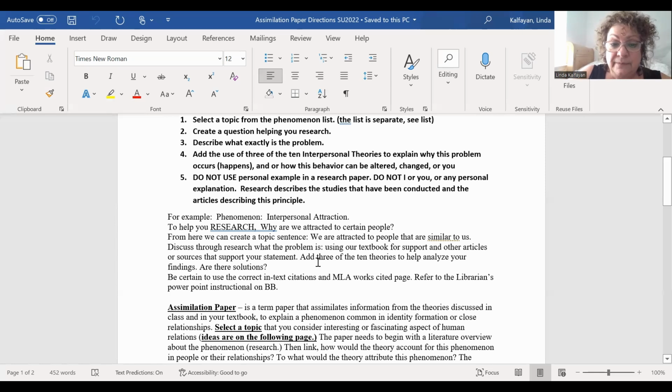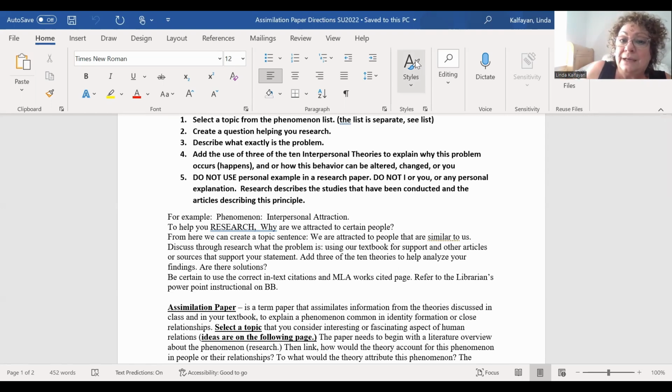What you do want in your paper is that first sentence, which is called a topic sentence. We are attracted to people that are similar to us. So this entire research paper is going to be based on that topic sentence, and you're going to give me evidence through research and applying the theories of why we are attracted to people that are similar to us.